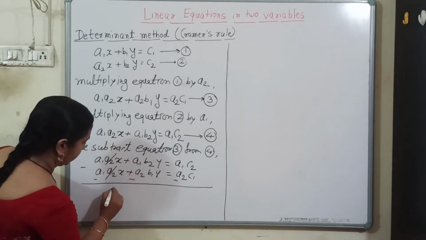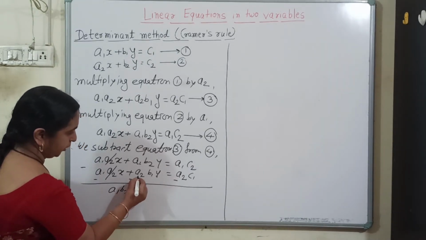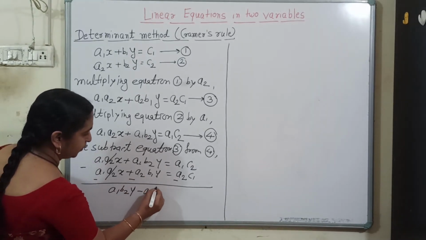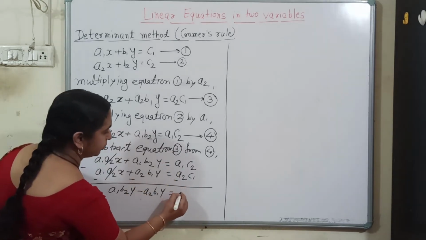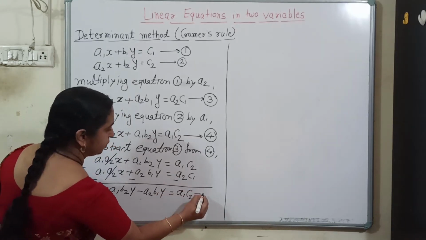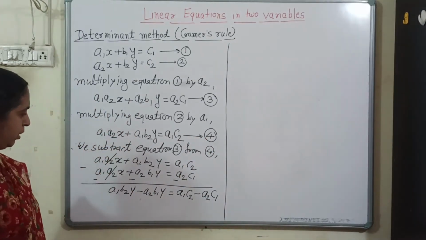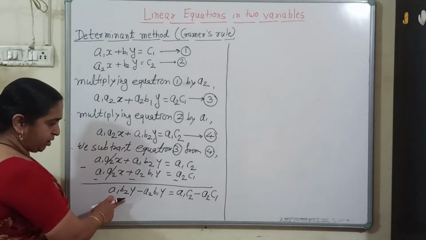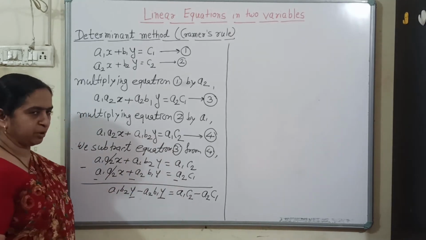Here a1 b2y minus a2 b1y is equal to, first constant term is a1 c2 minus a2 c1. Here on the LHS we can observe that we can take this y common.